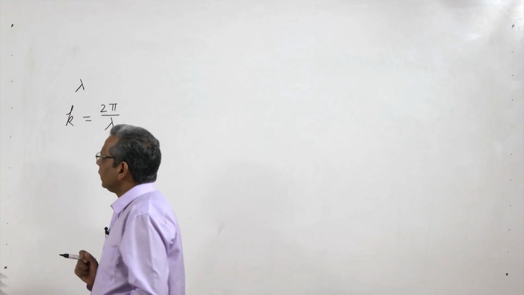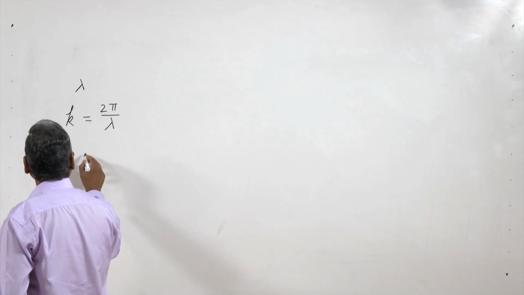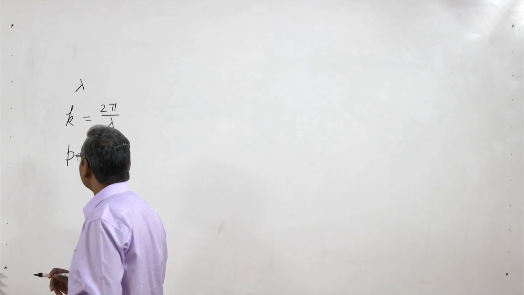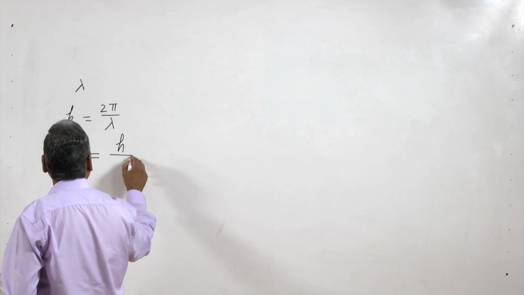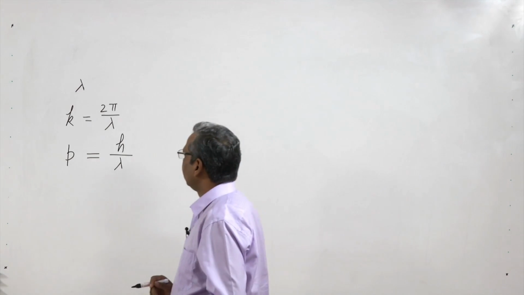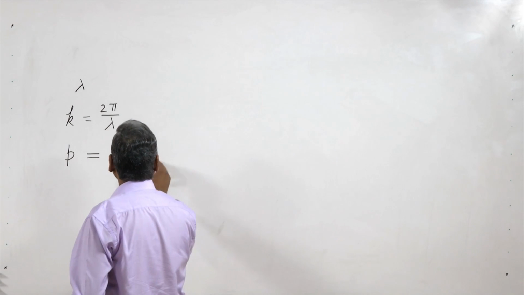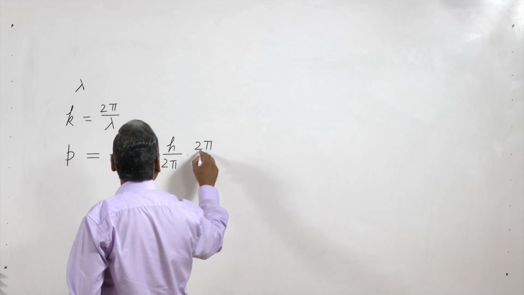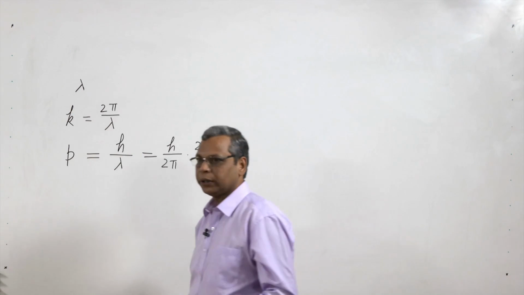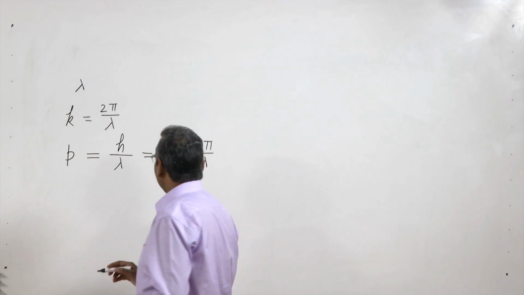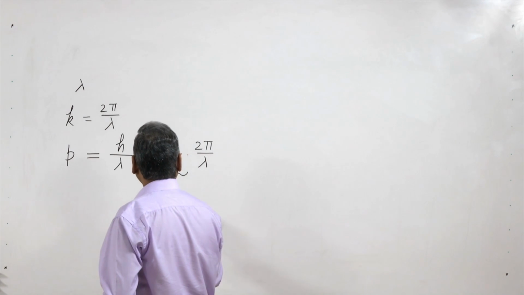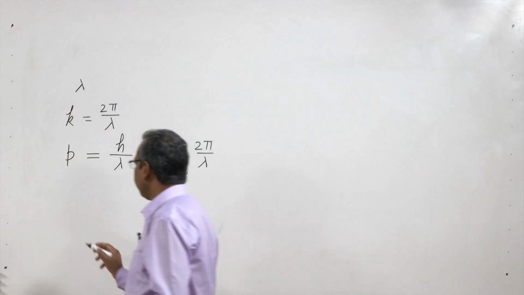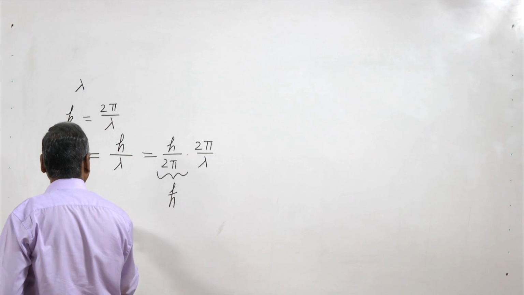and the momentum associated with this electron is h over lambda, or I can write it down as h over 2 pi times 2 pi over lambda. This is from de Broglie hypothesis. H over 2 pi I represent by a symbol called h cross, then this p is equal to h cross k.